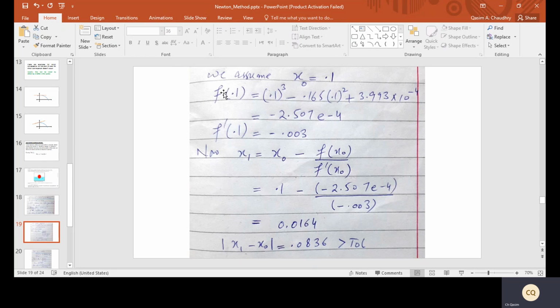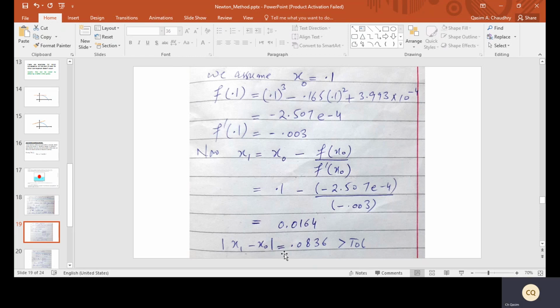So students, now you have these two values. You have the value of x naught. Now use the formula to find out the first value. So what is the first approximation? x1 is equal to x naught minus f of x naught over f prime of x naught. So this is your formula. Now just substitute the values: 0.1 minus this value divided by this value, and your answer is 0.0164. Now students, you just choose the error x1 minus x naught.